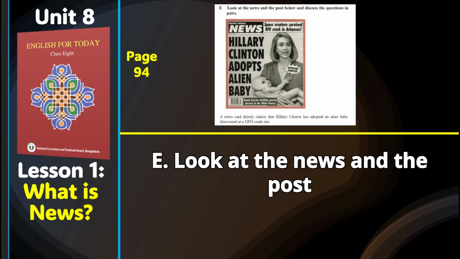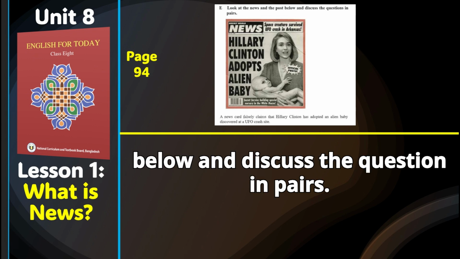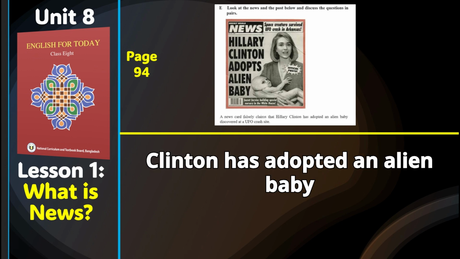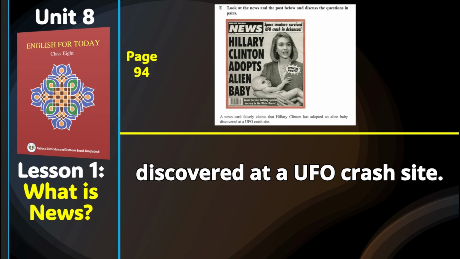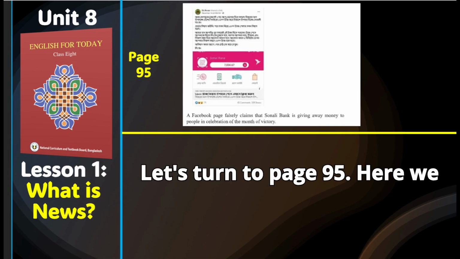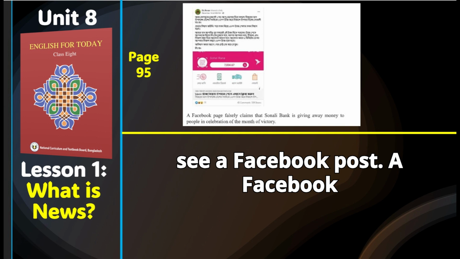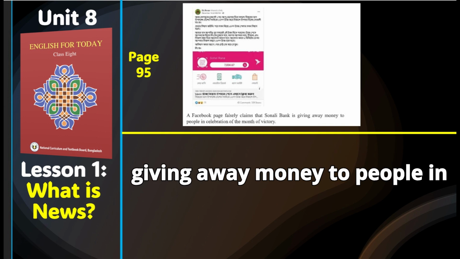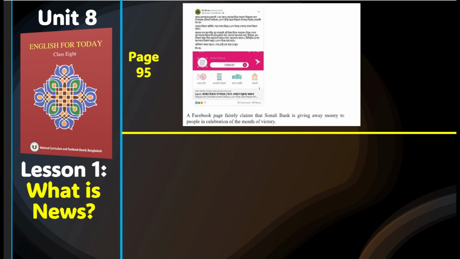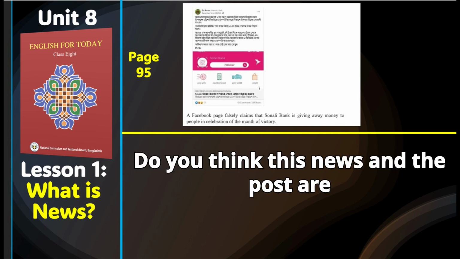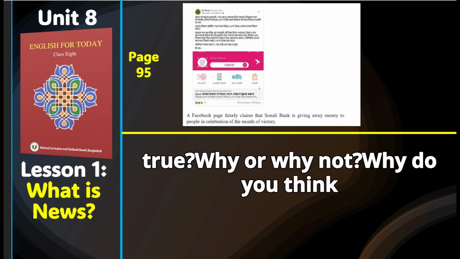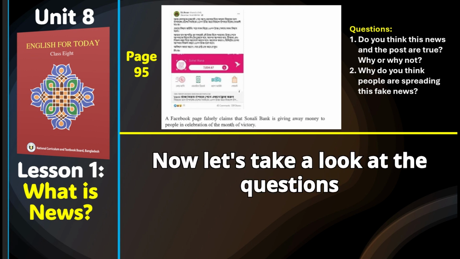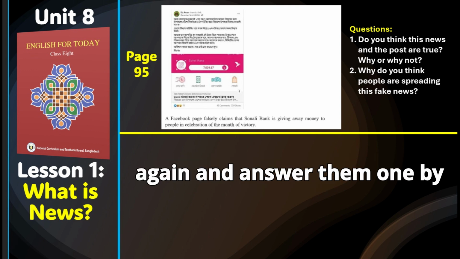E. Look at the news and the post below and discuss the question in pairs. A news card falsely claims that Hillary Clinton has adopted an alien baby discovered at a UFO crash site. Let's turn to page 95. Here we see a Facebook post. A Facebook page falsely claims that Sonali Bank is giving away money to people in celebration of the month of victory. Questions. Do you think this news and the post are true? Why or why not? Why do you think people are spreading this fake news? Now let's take a look at the questions again and answer them one by one.